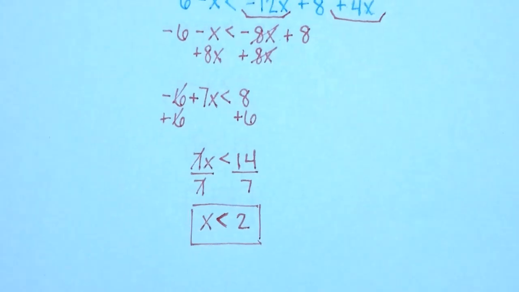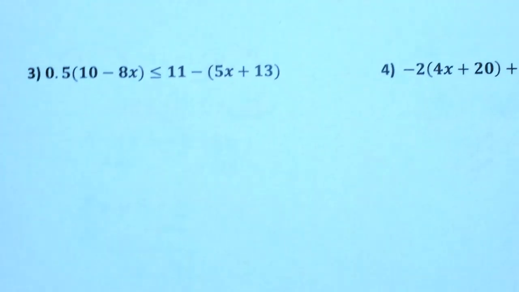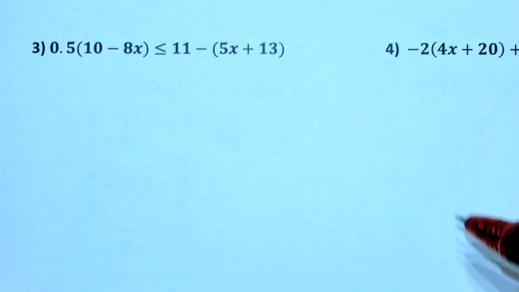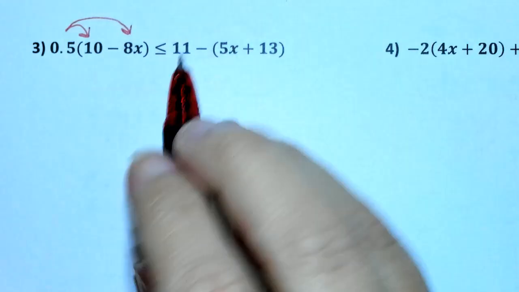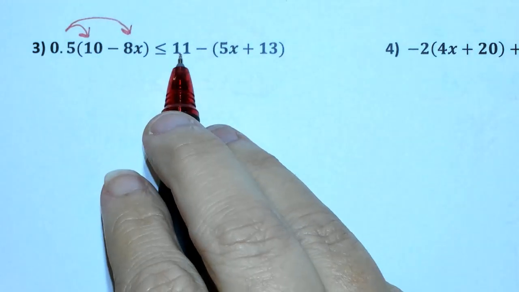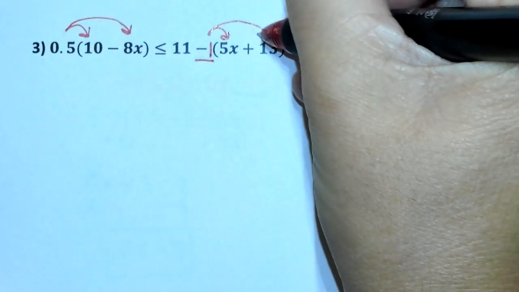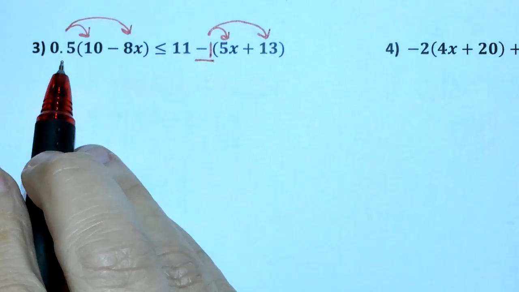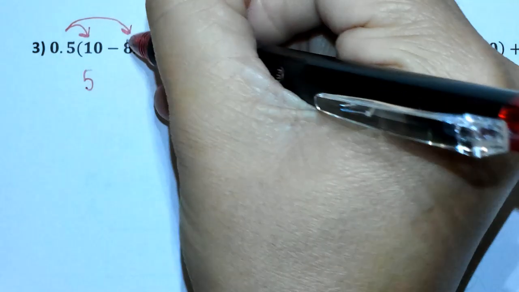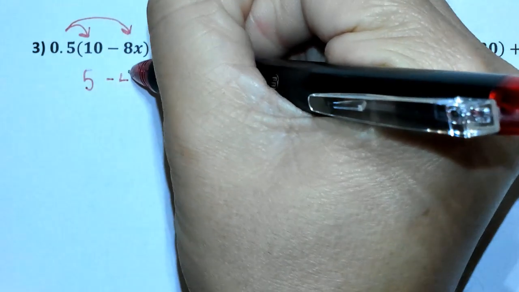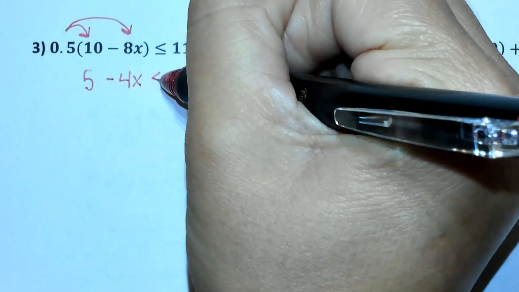Okay, moving on to number 3. Okay, again, parentheses, I need to distribute to get rid of them. Okay, here, the 11 is not what we're distributing. There is an invisible 1 here, so we're distributing a negative 1 to the 5x and to the positive 13. 0.5 times 10 is 5. 0.5 times negative 8x is negative 4x. Okay, my symbol stays the same.